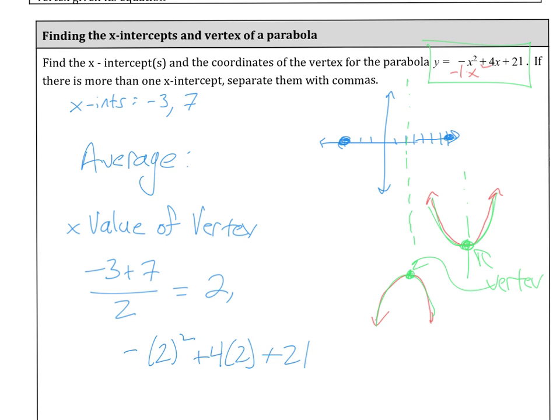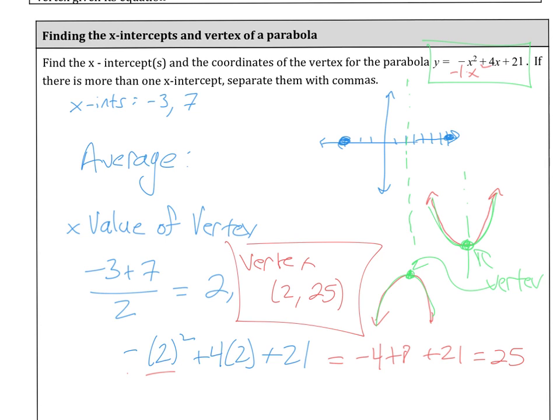So this actually ends up becoming 2 squared makes 4. Then apply the negative: -4 + 8 + 21. And when you finish calculating all that, you get a y value of, holy cow, 25. Yes, 25. So the vertex is going to have an x value of 2 and a y value of 25.